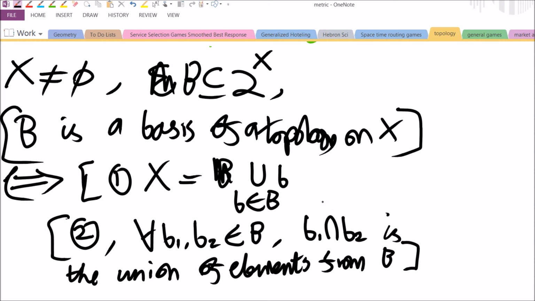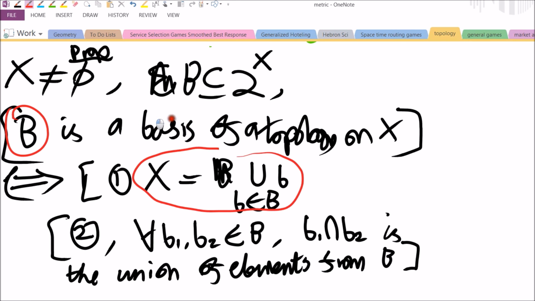So this is something I hope we discussed in lecture 3. Anyway, it's an important proposition, and it's basically what allows us to link from the concept of metric spaces to the concept of topology, because if we think of B here as the set of all open balls in a metric space, then of course it's true that if we take the union of all of the open balls, then we're going to get the entire space, the entire set.